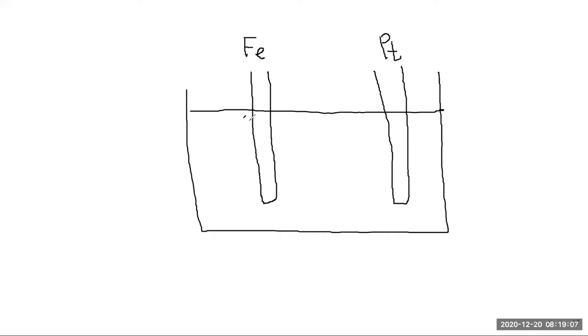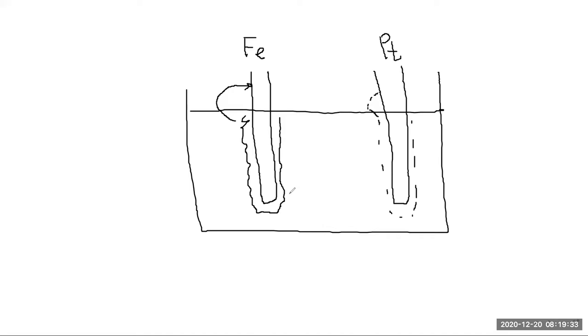We have a dense iron coat here, and a very low density iron coat here. So we have a big voltage between this coat and the iron rod, and we have a low voltage here.